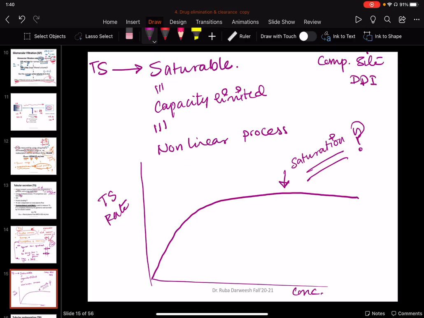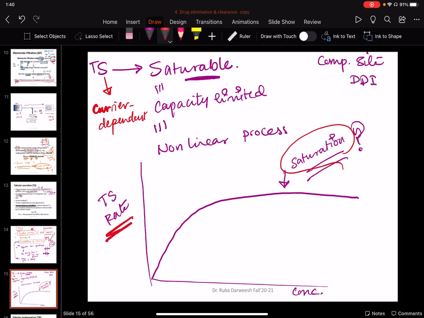If we are talking about a saturable process that depends on a carrier or transporter, why does saturation happen? This is the profile that we have for the tubular secretion. That's why we call it nonlinear, again, because it's not showing a linear profile.